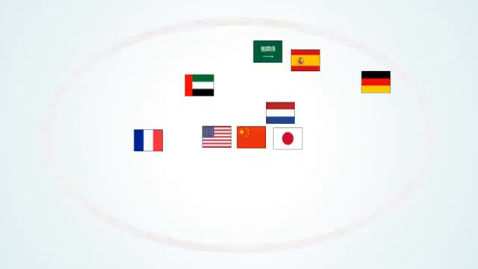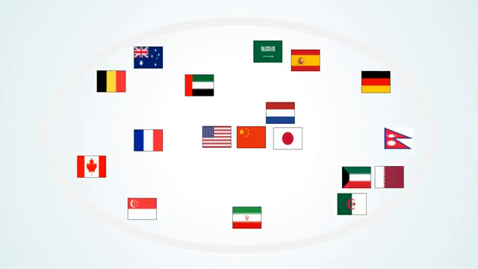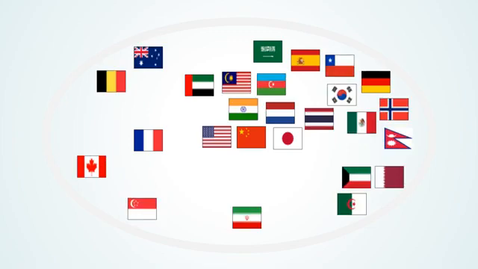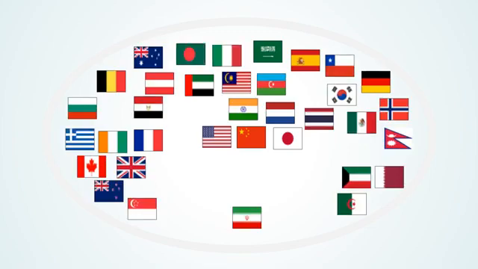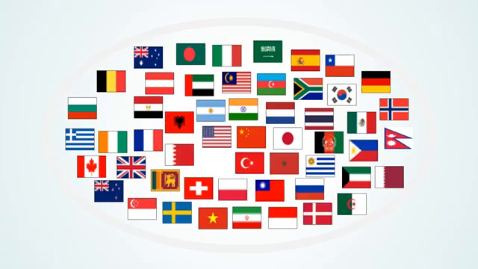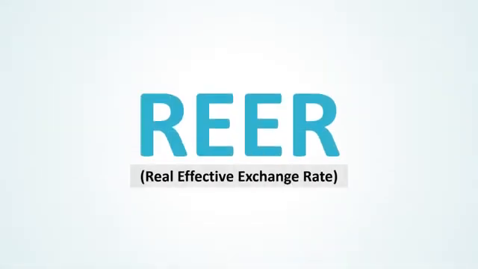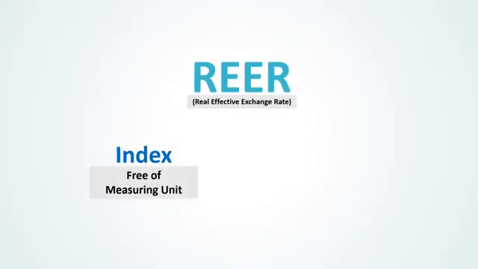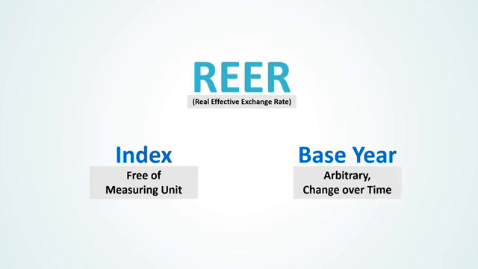In practice, it is difficult to calculate real exchange rates of every currency and for every country, since countries generally trade with a number of countries and transactions are in terms of a number of currencies. This problem is resolved by calculating it as an index of bilateral exchange rates, weighted by the share of each trading partner in imports, exports, or total foreign trade. Since REER is an index number, it is free from any measuring unit and is constructed with reference to a particular year called the base year. It is important to note that the choice of the base year is arbitrary and subject to change over time.